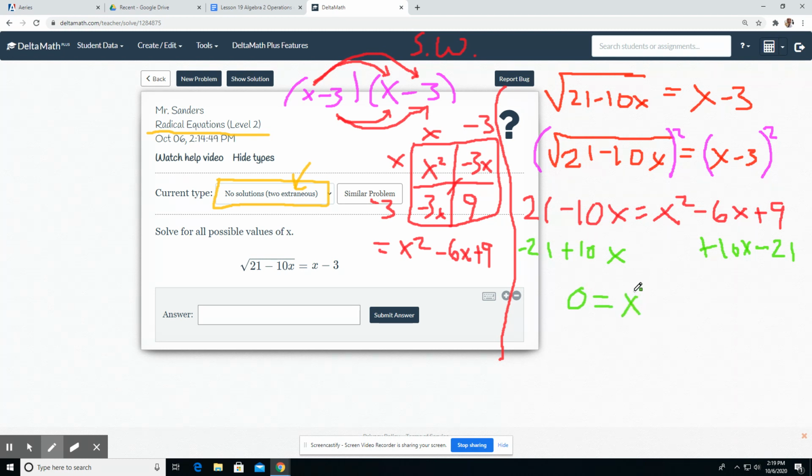X squared hasn't changed. I'm going to change my color here so it's a little bit easier to see. Negative 6x plus 10x is positive 4x. 9 minus 21 is negative 12. All right. So we're looking for what 2 numbers multiply to be negative 12 and add to be 4.